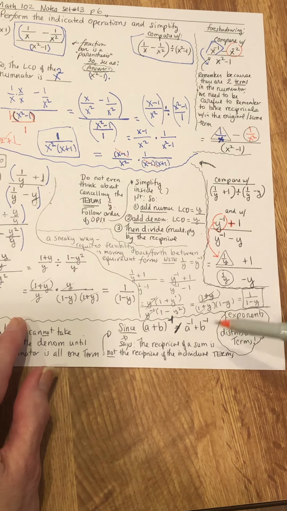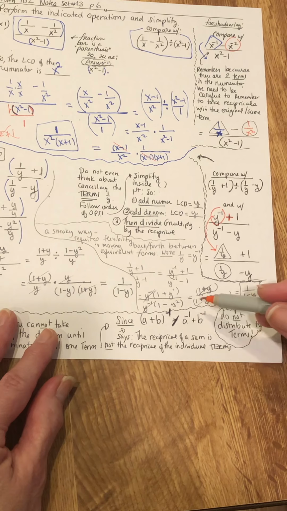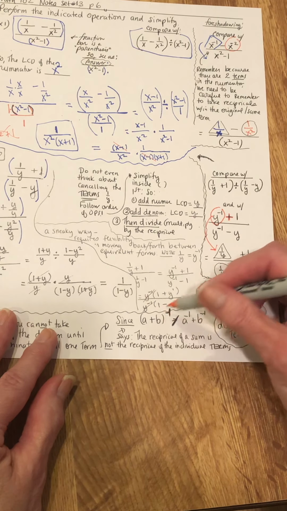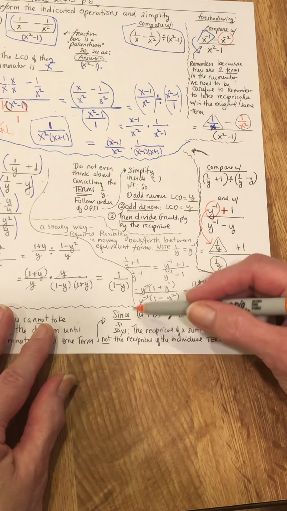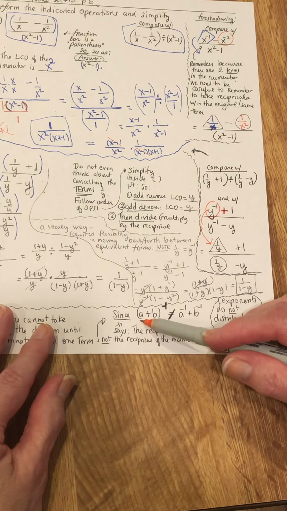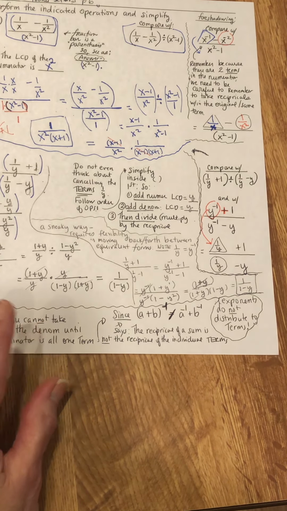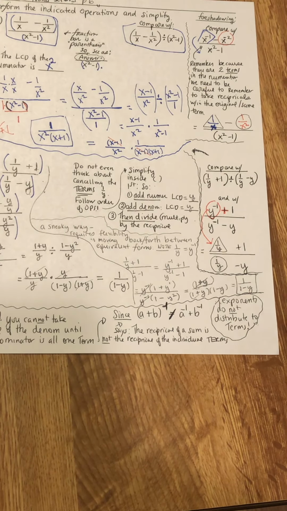basically exponents do not distribute to terms. That's what's going on here. A plus b to the negative first is not a to the negative first plus b to the negative first. You cannot distribute exponents to terms. So the reciprocal of the answer cannot be found by taking the reciprocal of the individual terms. Just doesn't work. All right, we've got some fun problems coming up next.